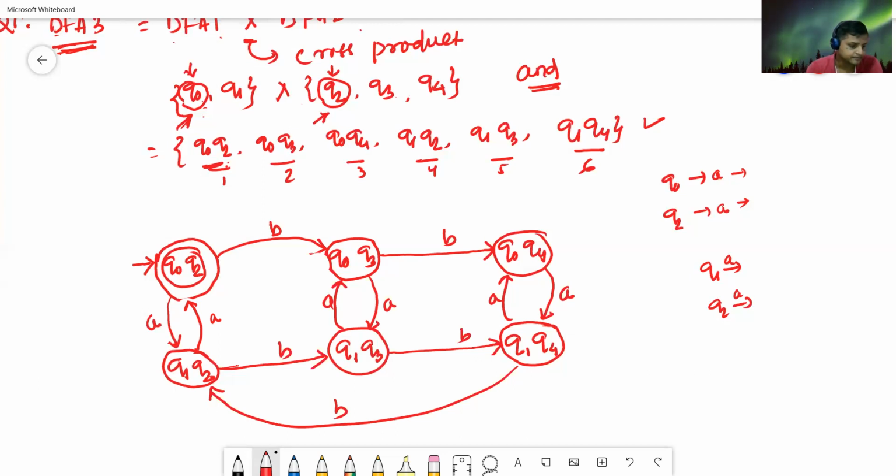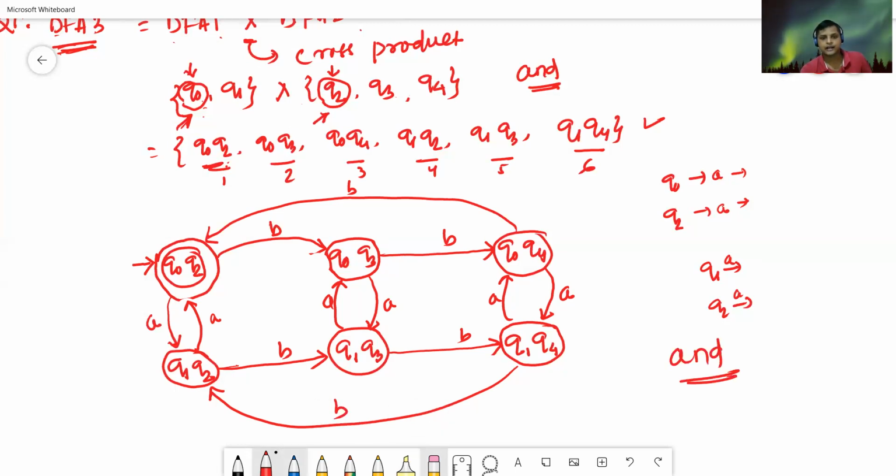This is the B symbol. Okay, Q0, Q4 read A and B both. Q1, Q4 read A and B both. Q1, Q3 read A and B both. Q1, Q2 read A and B both. Okay, this is the DFA 3 for the AND case.